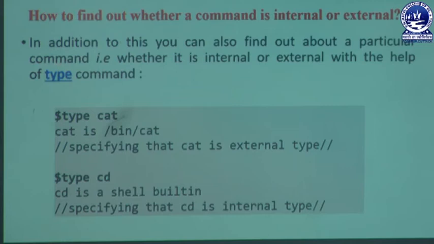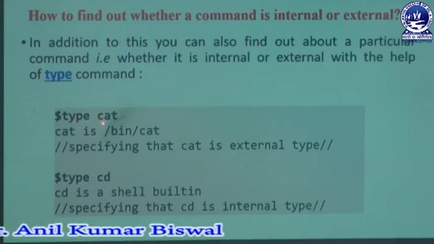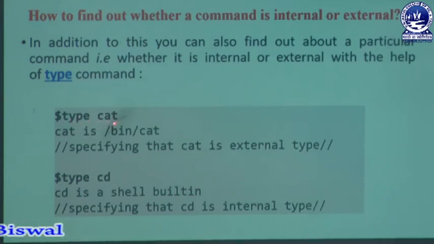If we want to know which type of command cat is, external or internal, then at the Unix prompt we use the keyword type, then the command cat, and press enter. We see that cat belongs to /bin/cat, which is known as an external type command.